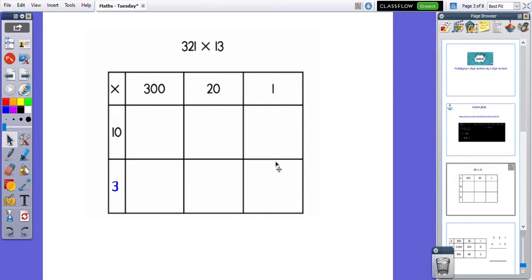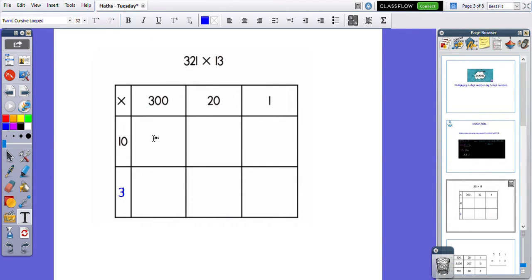We are looking at doing 321 multiplied by 13. And as you can see, we've got the grid method to help us to start with. So, as we did yesterday, we are going to do this top row times by the left-hand side column. So, to start with, we are going to do 300 times 10, which will give us 3,000. So, you can use your known facts to do that.